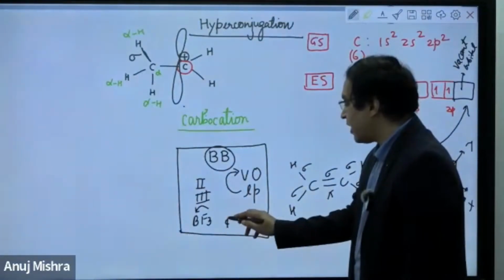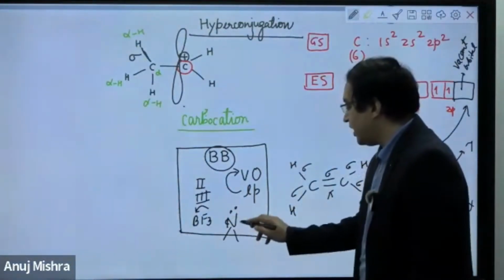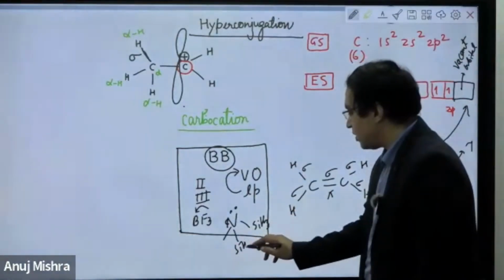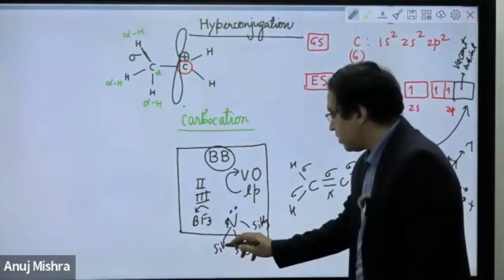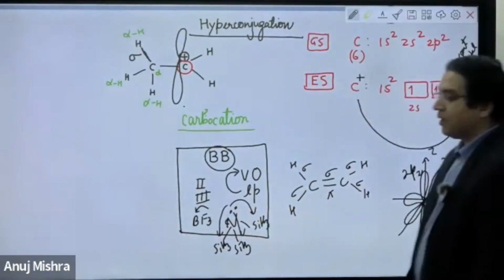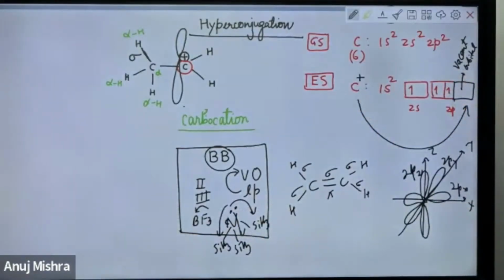Let's say another example can be N with 3 SiH3. These electrons are dragged into the vacant orbital. Hence, the lone pair is absent. Hence, it is trigonal planar. Can you recall these examples?